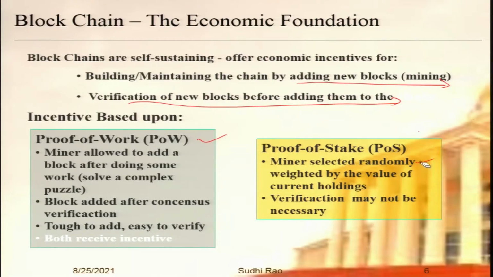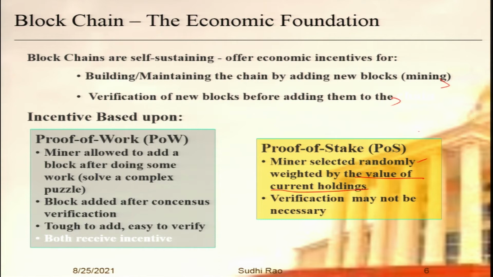So, there is no competition, and people do not waste effort here. The problem with the earlier approach is that they waste a lot of resources, a lot of electricity, and only one person gets the choice while all the others lose their effort. Here it is not so; we pick the person and reduce the effort. So, there are benefits to the proof of stake system. The miner is selected randomly, weighted by the value of current holdings. Those who have more value in their holdings get a higher probability.